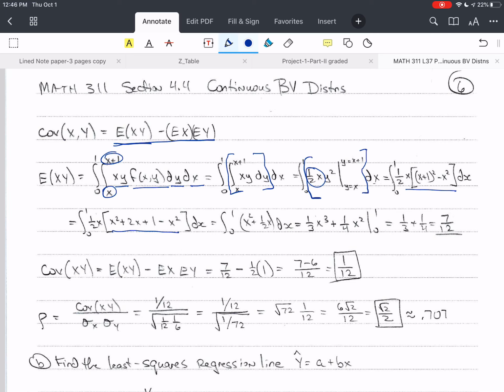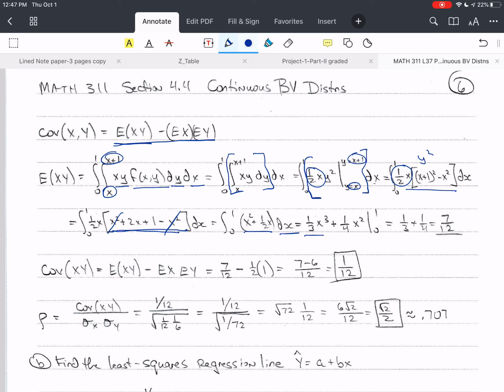Because I have this 1/2 x, I really only have to do, this is 1/2 x, so this is y, and I'm substituting in x plus 1 for y, so x plus 1 squared minus x squared, since that 1/2 x factors out, if you will, from the whole thing. This is a simpler way of calculating it. I expand what's in there, x squared plus 2x plus 1 minus x squared, so these cancel out. I'm left with x squared plus 1/2 x dx.